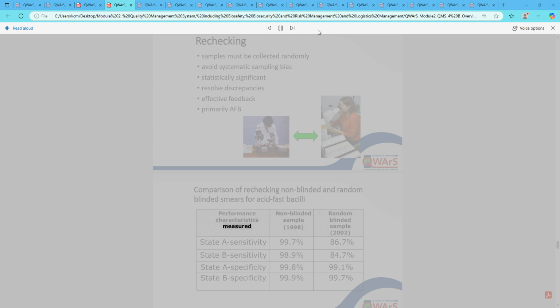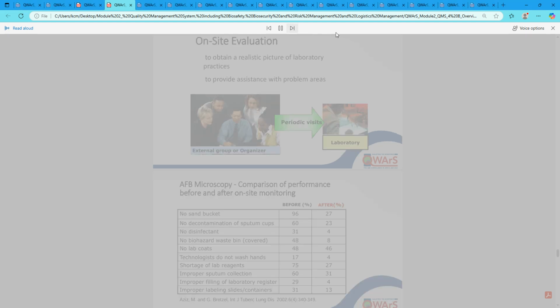Performance characteristics measured: non-blinded sample, 1998; random blinded sample, 2002. State A sensitivity 99.7%, 86.7%. State B sensitivity 98.9%, 84.7%. State A specificity 99.8%, 99.1%. State B specificity 99.9%, 99.7%. Martinez A et al., Int J Tuberc Lung Dis.